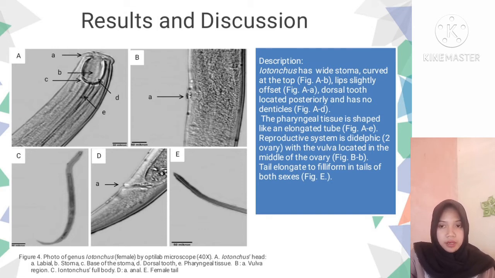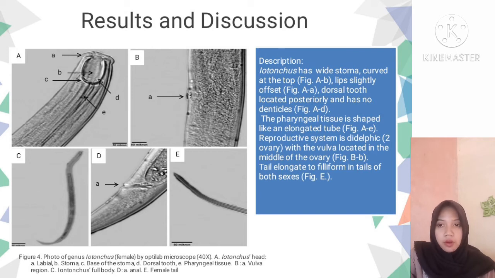Eotylenchus. The genus Eotylenchus found were female, while the male were not found. The female Eotylenchus found have body length and diameter ranging from 1.48 to 1.85 millimeters and 66.6 to 74.51 micron, with smooth cuticula and offset lips.